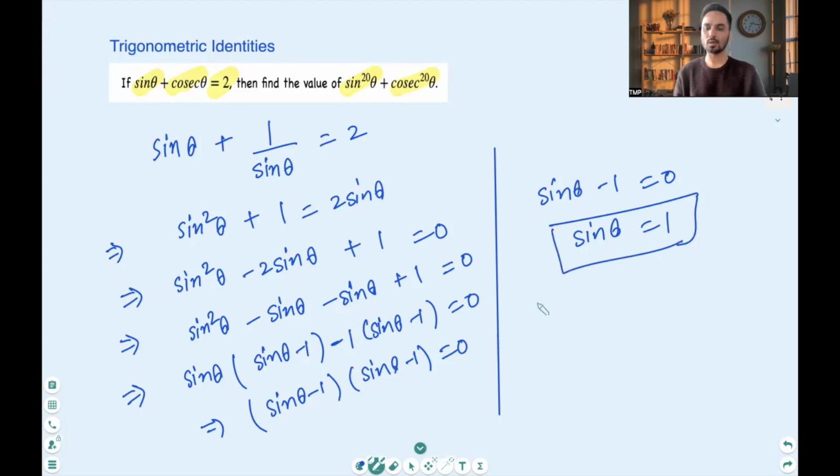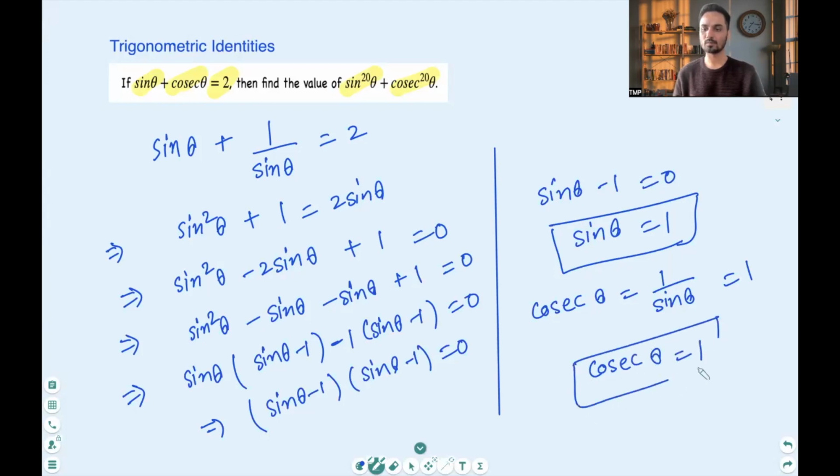As sin theta is 1, cosec theta, which is 1 over sin theta, is also 1. So we have sin theta equals 1 and cosec theta equals 1. Now you can find sin to the power 20 theta, 30 theta, 40 theta, or whatever number it is, because we know the value of sin theta and we also know the value of cosec theta.